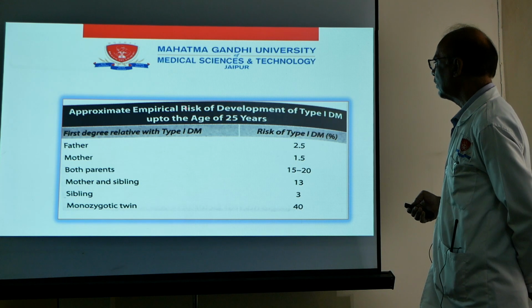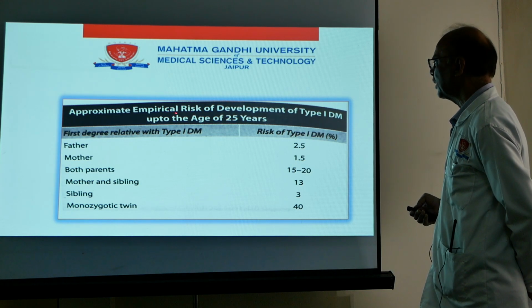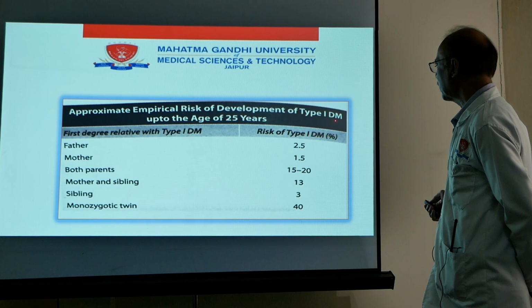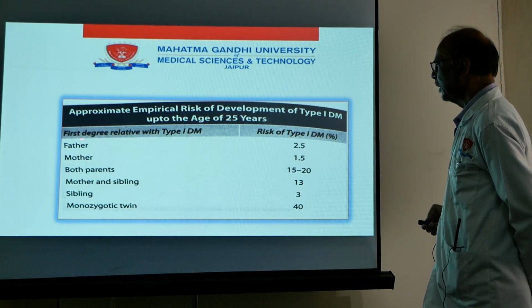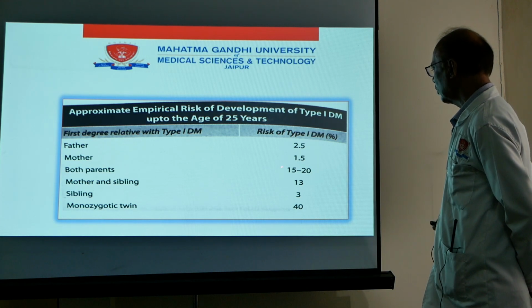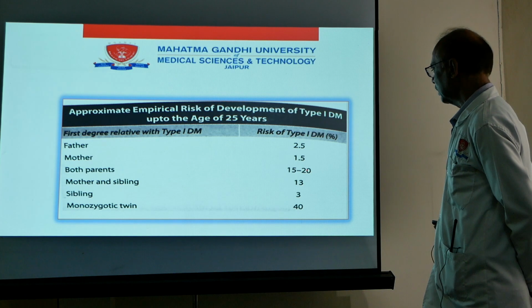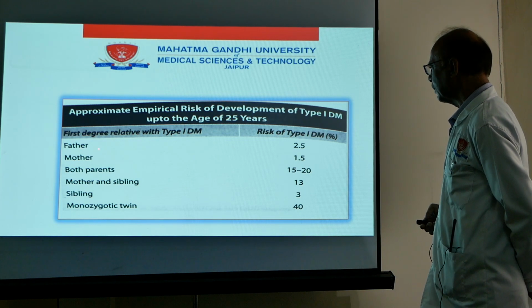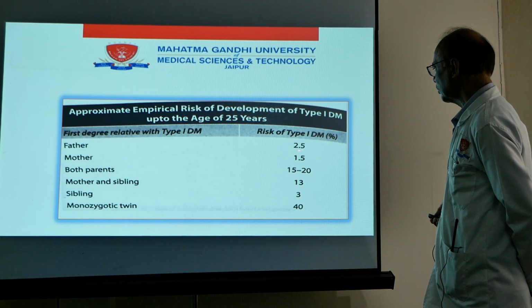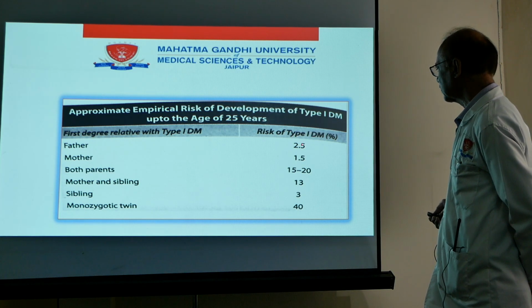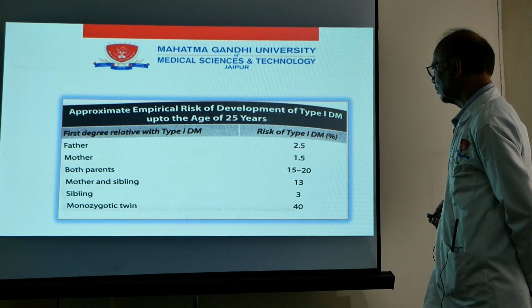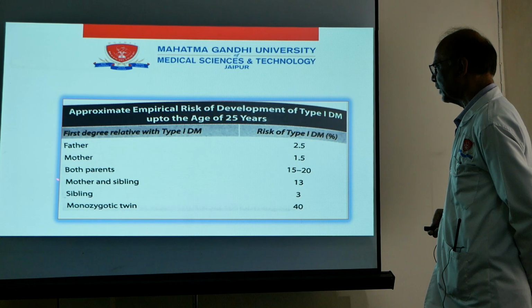So in type 1 diabetes mellitus, what are the empirical risks of development of type 1 diabetes up to 25 years of age? If both parents have type 1 diabetes, their offspring have a 15 to 20% chance of developing type 1 diabetes mellitus. If only one parent is diabetic, if the father is diabetic, there is a 2.5% chance of developing diabetes in the kids born to the father, and 1.5% in case the mother is affected by diabetes mellitus.